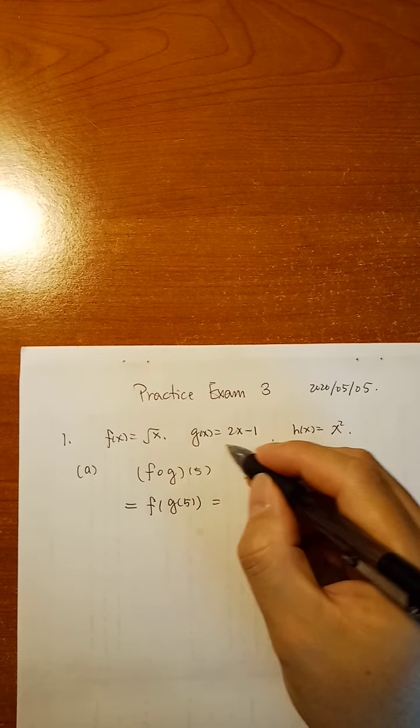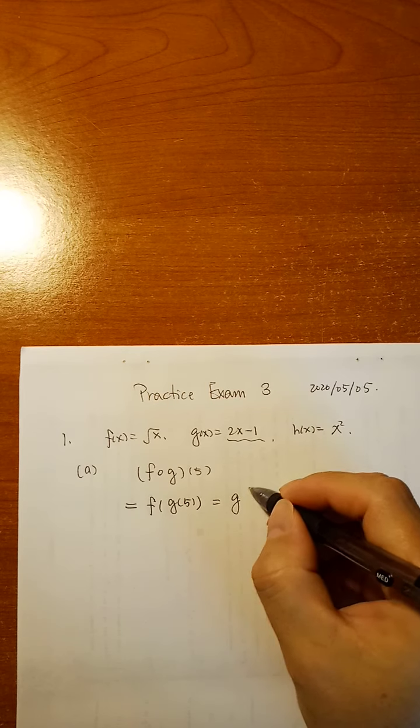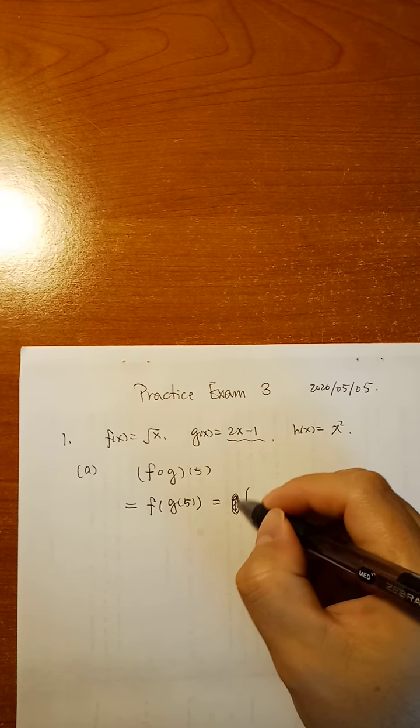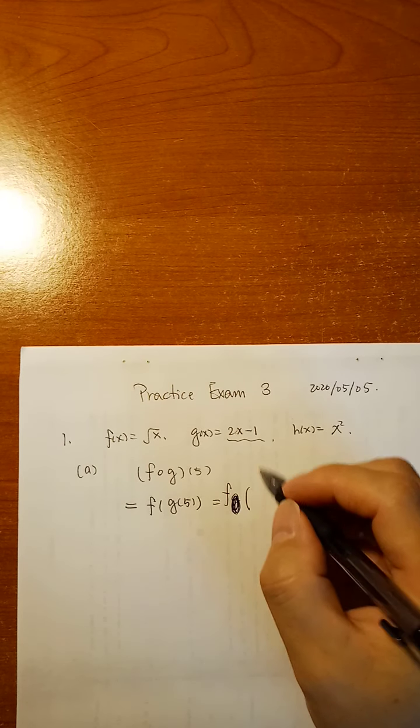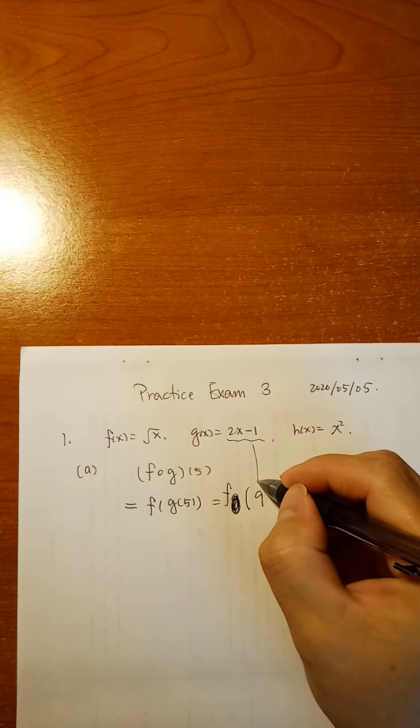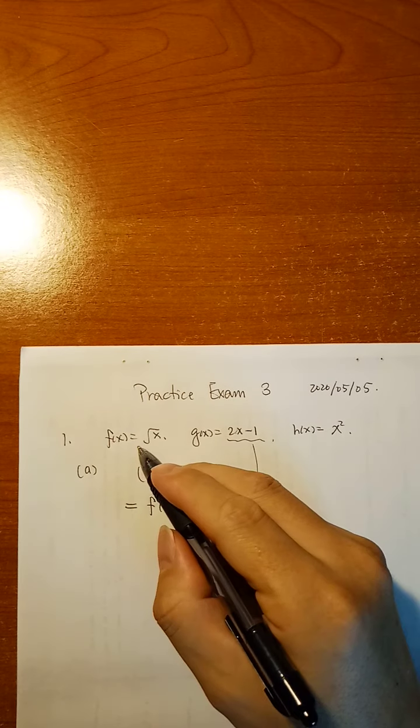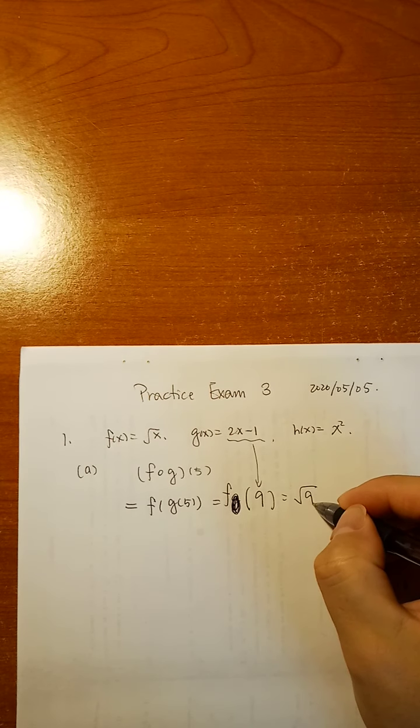So g of 5, you follow this formula. So it's, I'm sorry, f. 5 times 2, 10. 10 minus 1, 9. f of 9 here is square root of 9, which is 3.